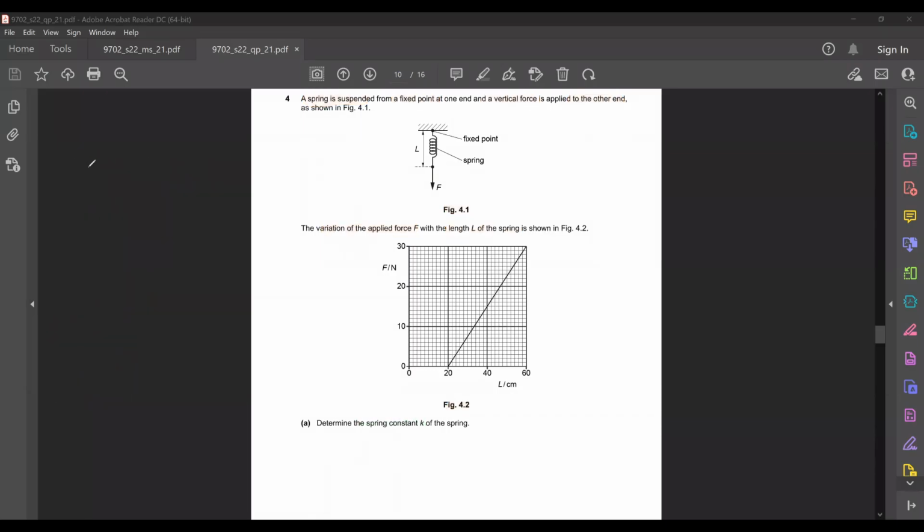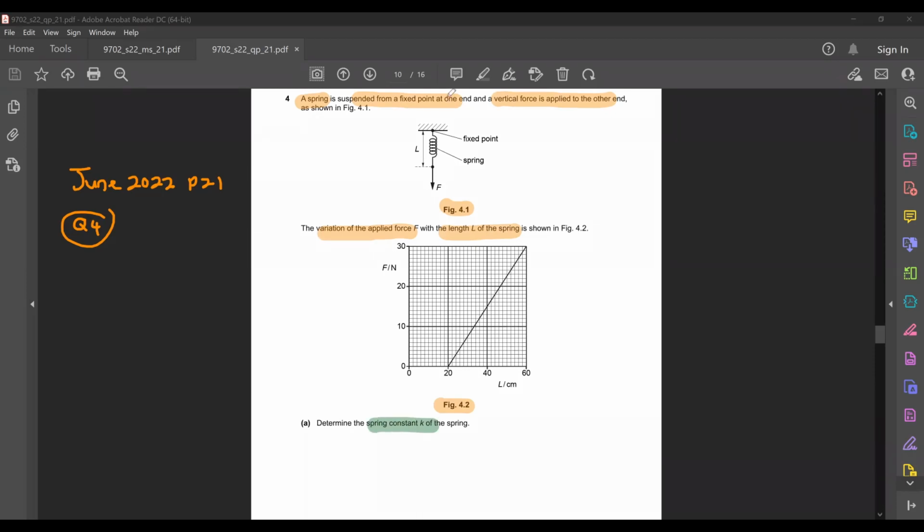Moving on to the next question for June 2022, P21 question 4. In question 4, we have a spring that is suspended from a fixed point at one end and a vertical force is applied to the other end as shown in figure 4.1. The variation of the applied force F with length L of the spring is shown in figure 4.2. Now, determine the spring constant K of the spring.